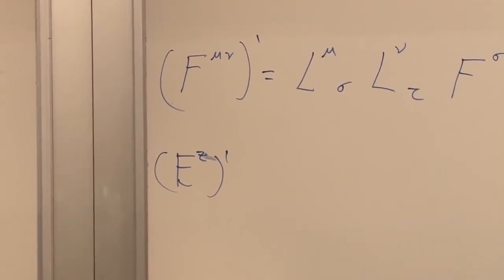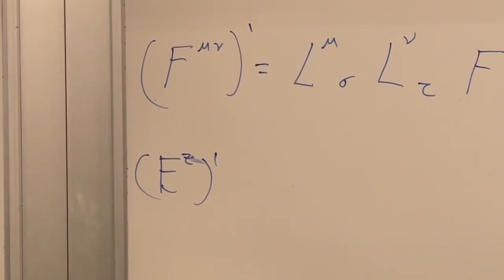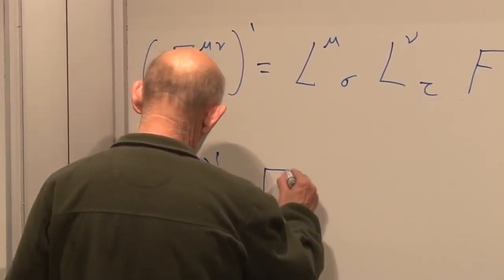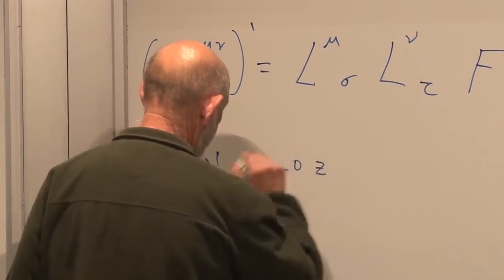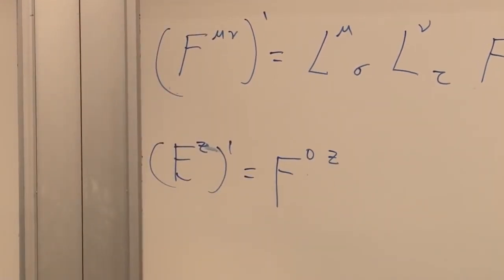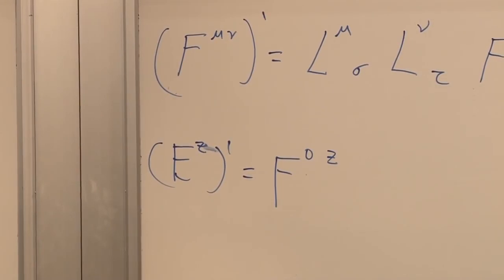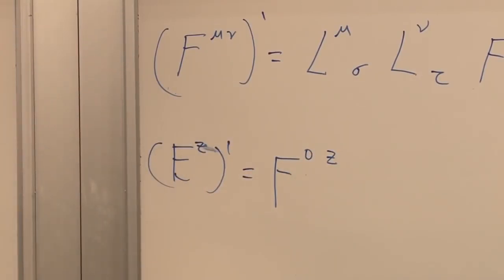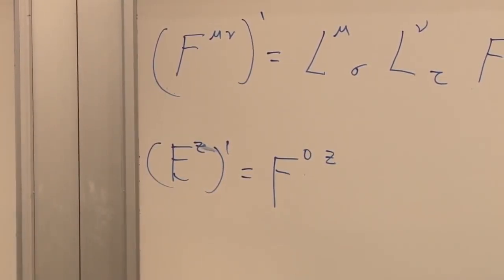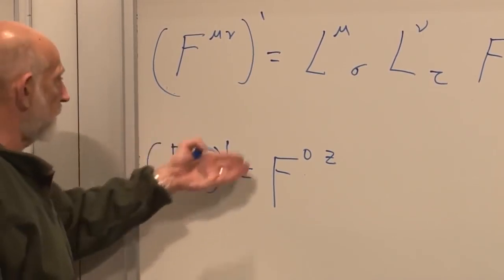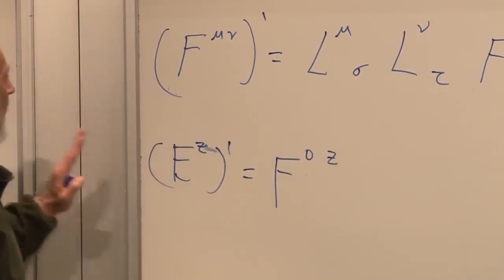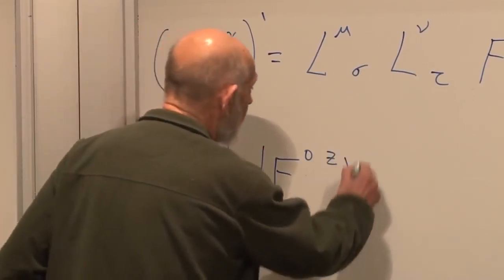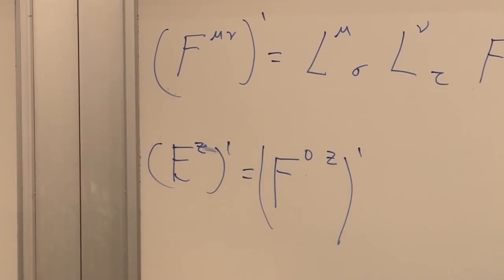Now, what is it? Ez is really F naught z. F naught z is easy. I'm not going to worry about signs. Signs are too complicated for me to keep track of. It's either plus or minus this, and it's not terribly important right now. F naught z is the mixed space-time component, the electric field, the primed version of this. That's what I would like to compute.